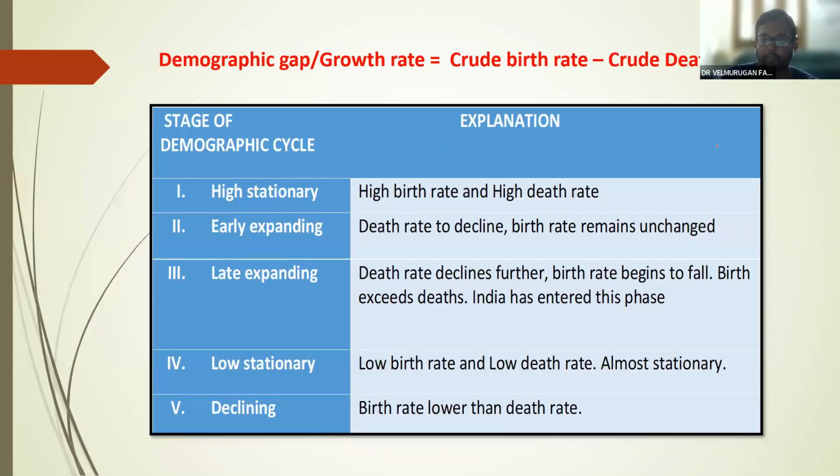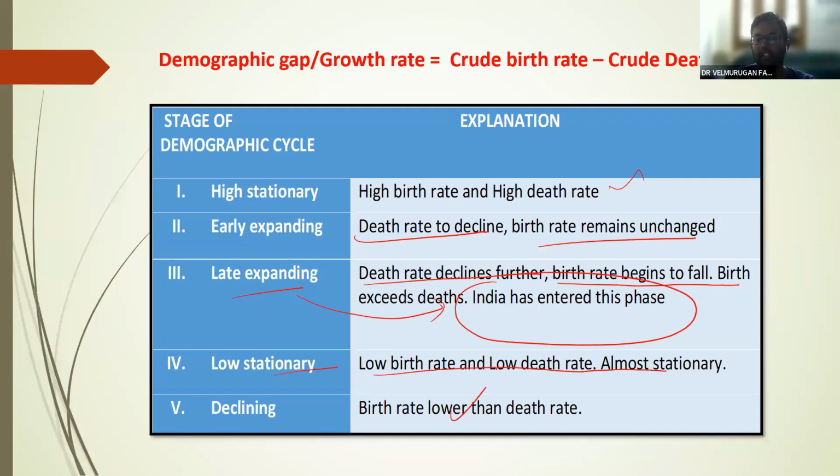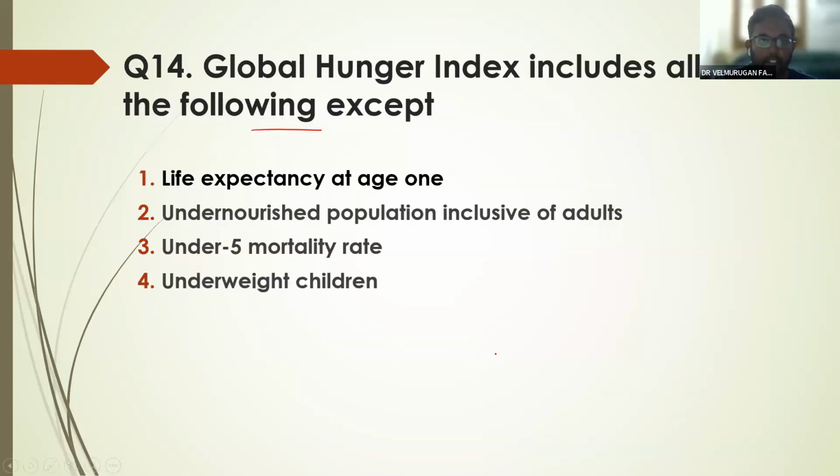So high stationary: high birth rate and high death rate. Early expanding: death rate declines, birth rate remains unchanged. Late expanding: death rate declines further, birth rate begins to fall, but births exceed deaths. So India is in which stage? India is in the late expanding stage. Low stationary: low birth rate and low death rate, almost stationary. Declining: birth rate lower than death rate.